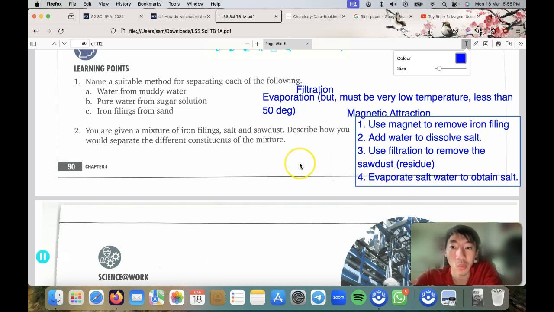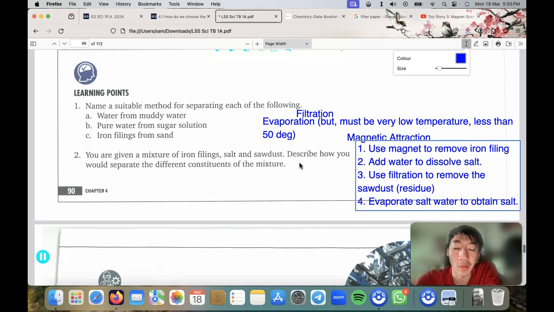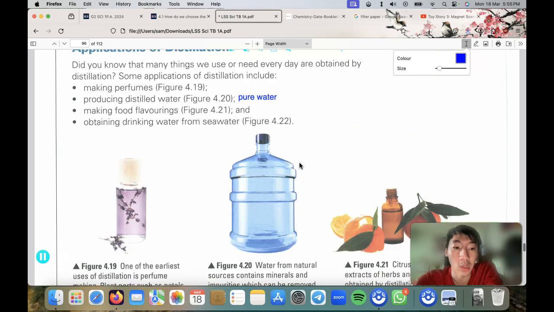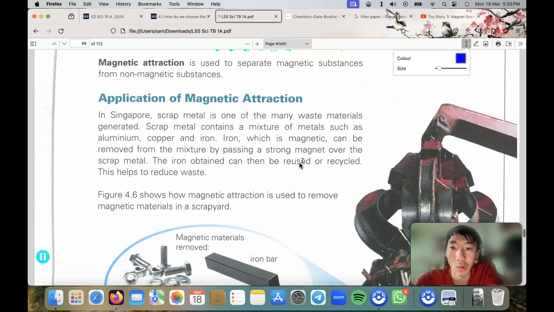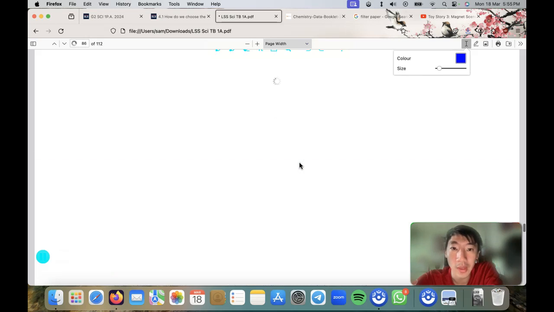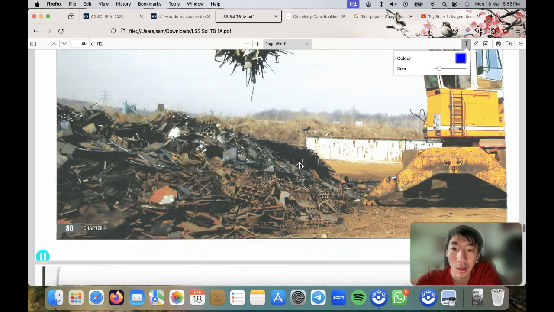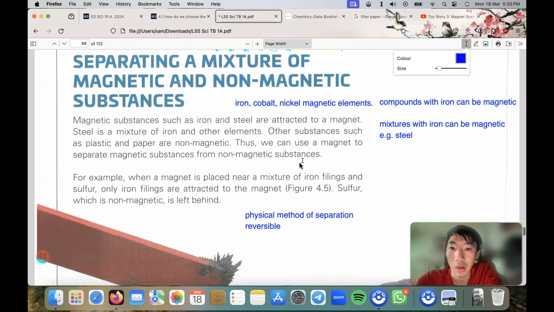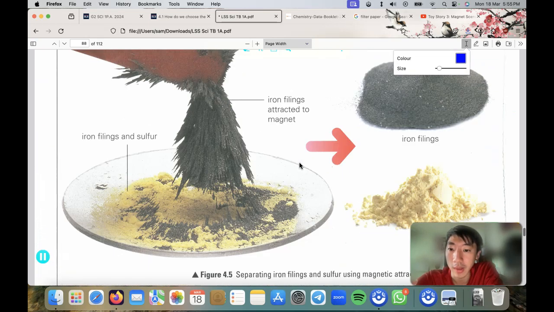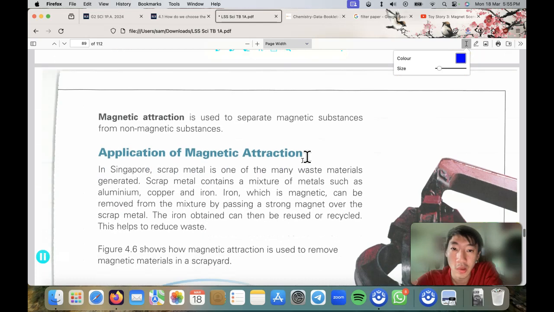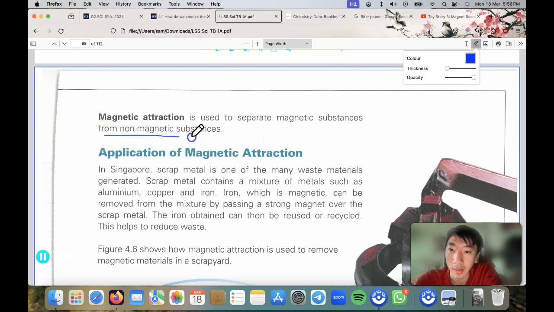Okay, and so with that, we have covered 4 of the 5 different separation techniques. Let's do a little review of them. In the first technique, number 1, that is magnetic separation. What is magnetic separation for? Magnetic separation is used to separate magnetic substances from non-magnetic substances. In case you have not highlighted this, please highlight this entire sentence over here. Magnetic attraction is used to separate magnetic substances from non-magnetic substances.